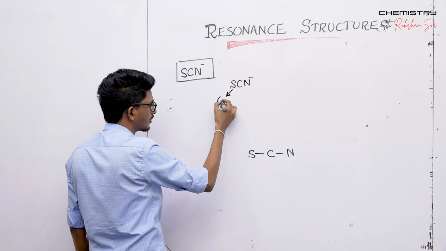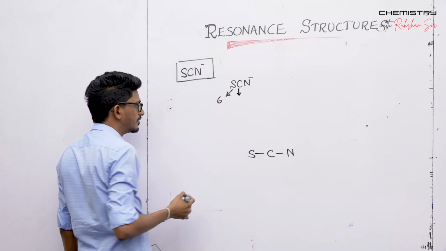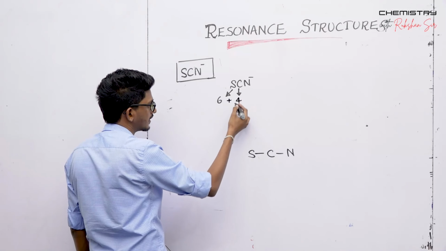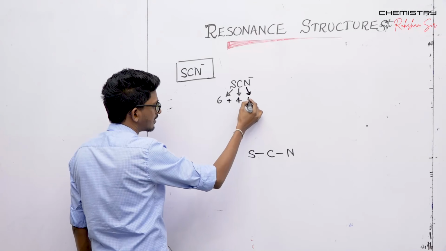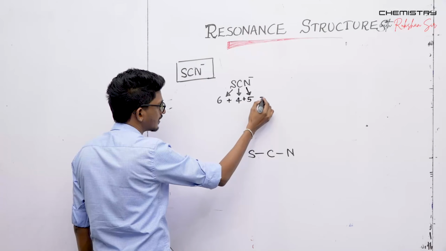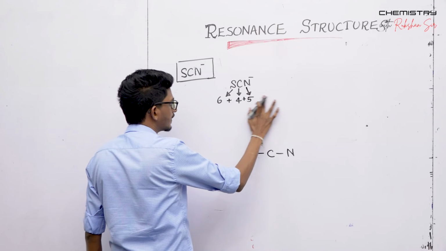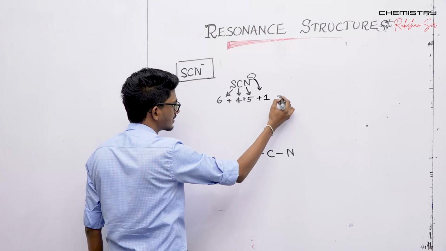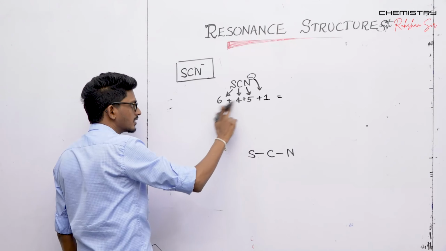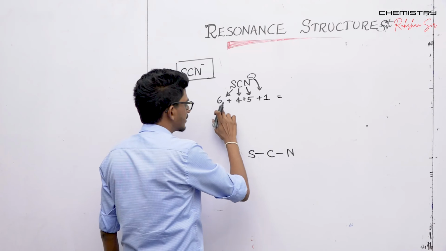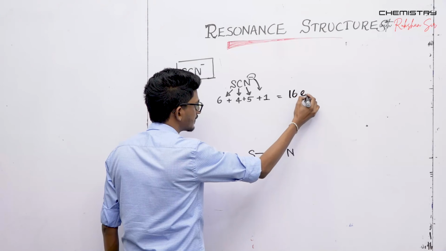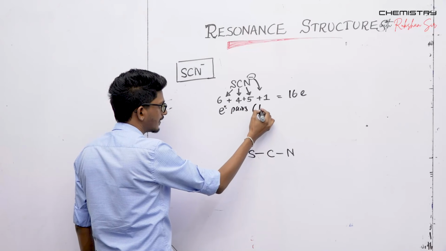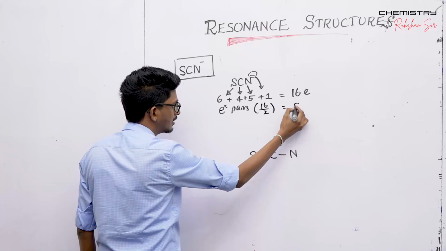Sulfur carrying 6 electrons, sharing 6 electrons to the valence count. Carbon sharing 4 electrons, group 14. Nitrogen sharing 5 electrons. So altogether you are with one more electron in excess, minus 1 charge. So altogether you are with 16 electrons. So electron pairs: 16 divided by 2, that is 8 pairs.